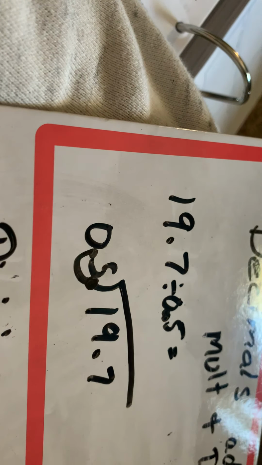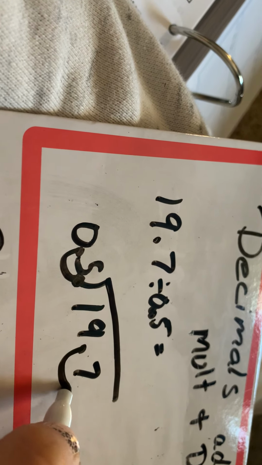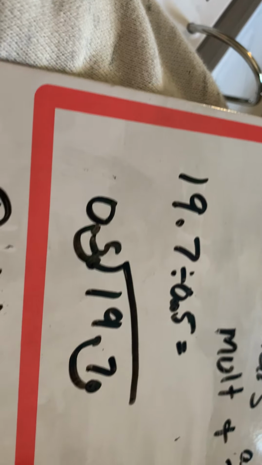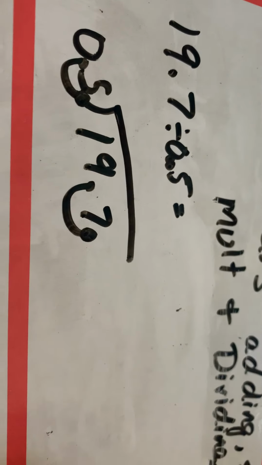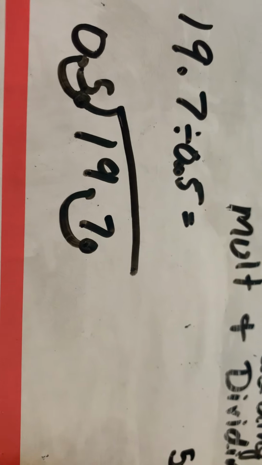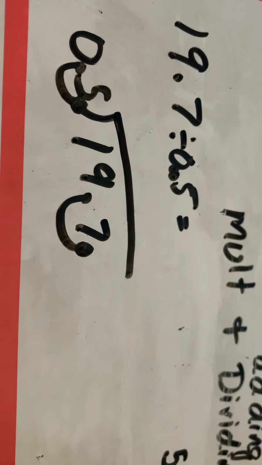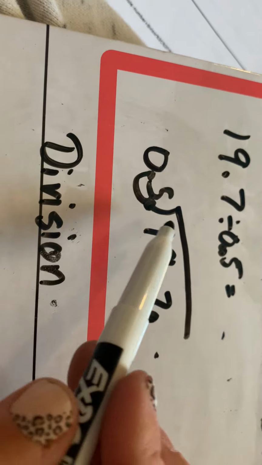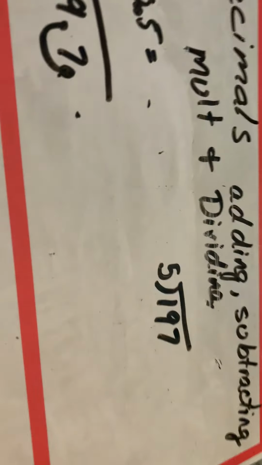The way we're going to do that is moving the decimal one place here. Well, if I moved it 1 there, I have to move it 1 here. Now I'm going to rewrite it over here: 197 divided by 5. So we started with this, we changed it to this. If we moved it once here, we have to move it once here. It's the same number. Now we start our division.